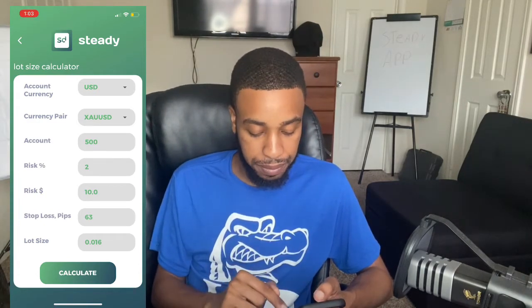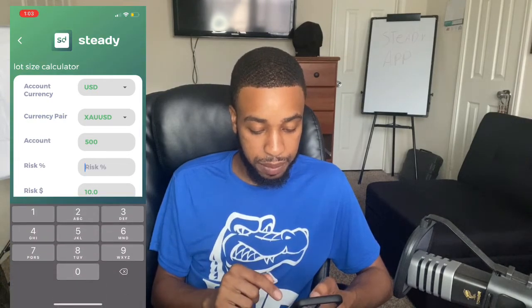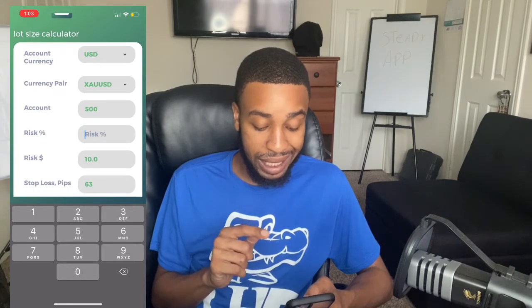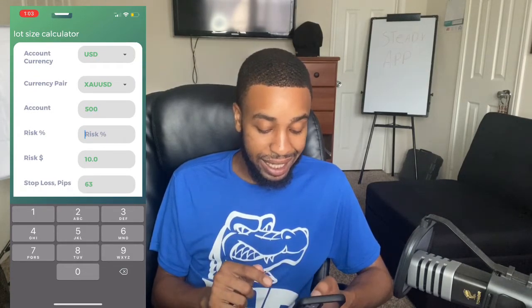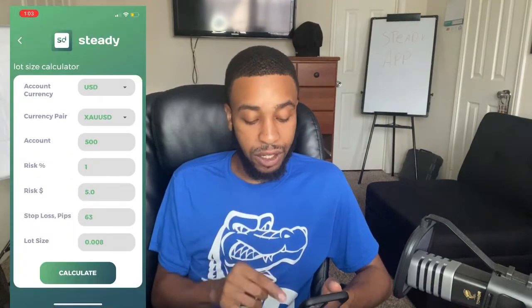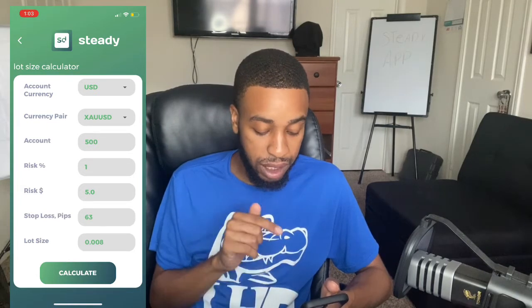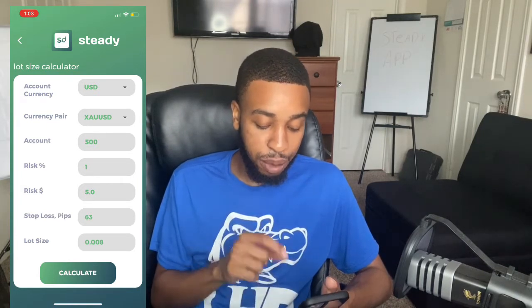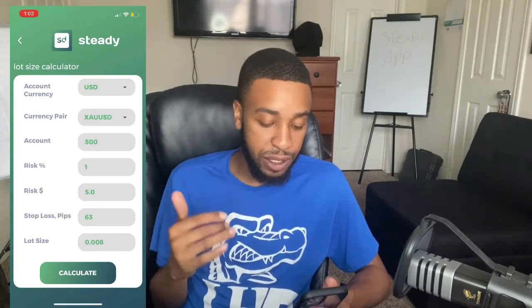Final thing, right? For those of you guys that want to be able to risk a little bit smaller, you can risk 1%, okay? And same thing, if you notice, 1% risk with it only being a $5 amount, you're only going to actually be able to risk a 0.008, which is not even the lowest lot size, which is a 0.01.